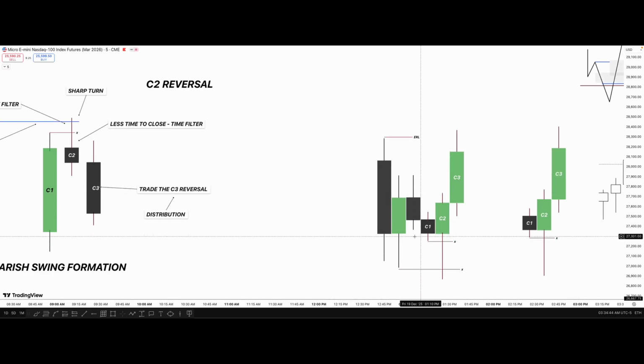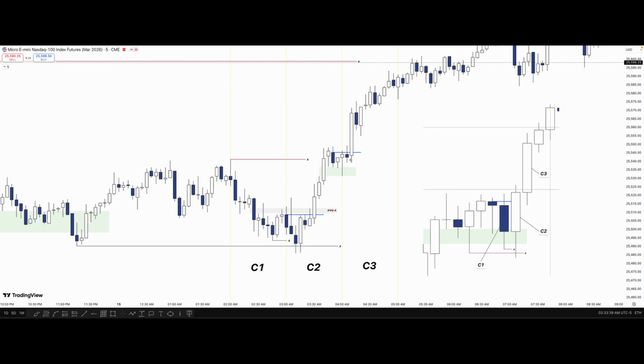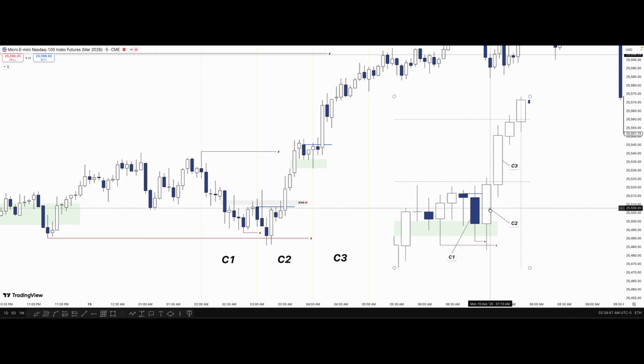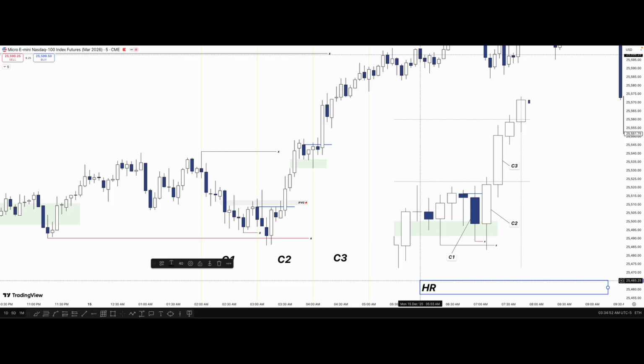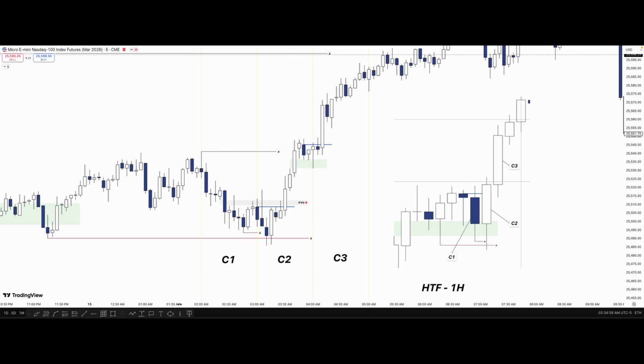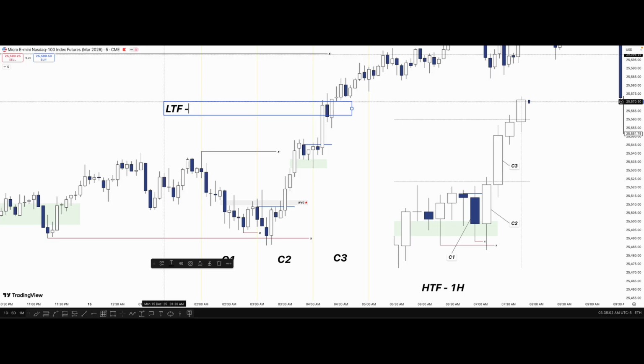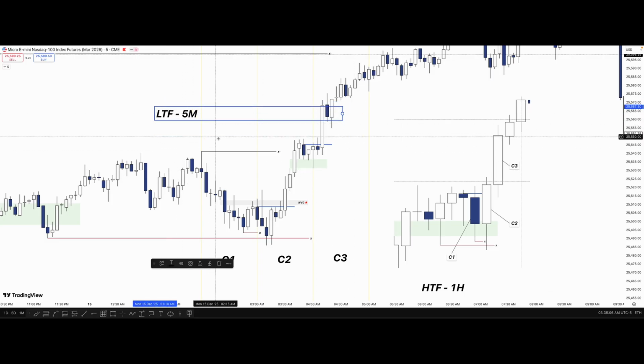What I just drew is the same thing. See, look here. This is your higher time frame chart, which is 1 hour, right? And this one is your lower time frame chart, which is your 5 minutes, right? This is your 5 minute lower time frame.